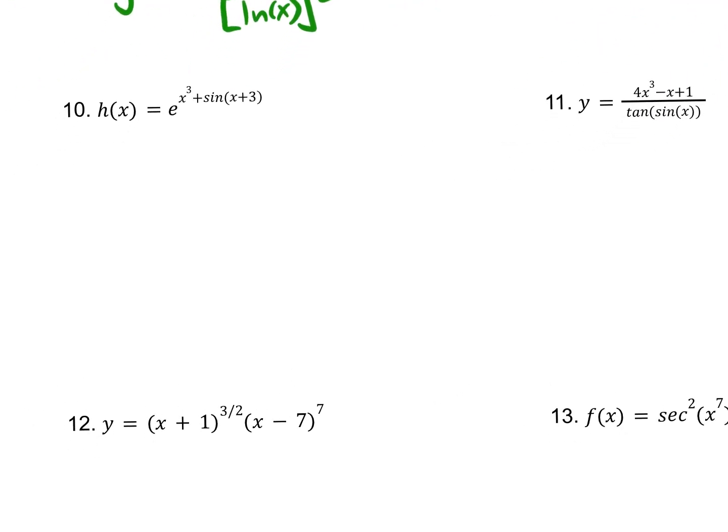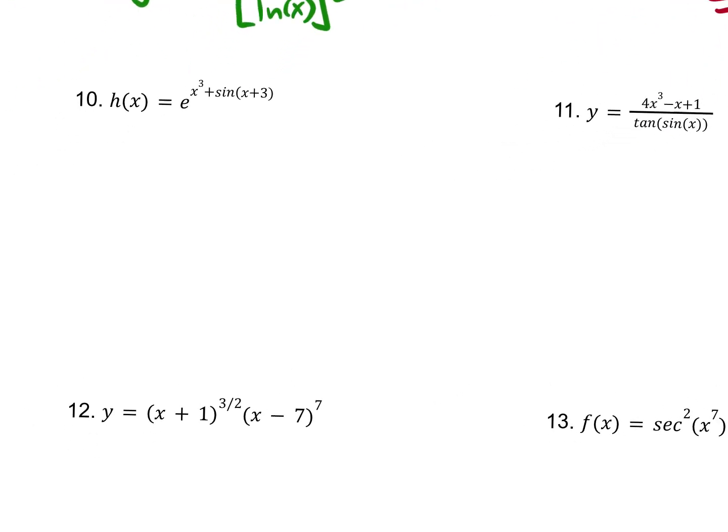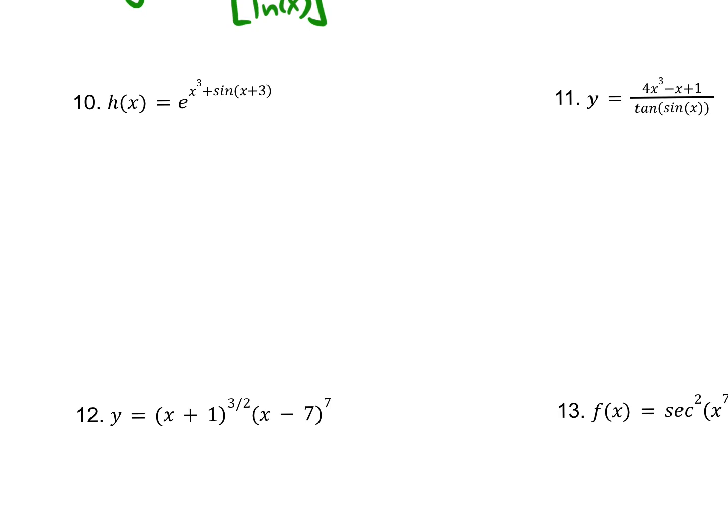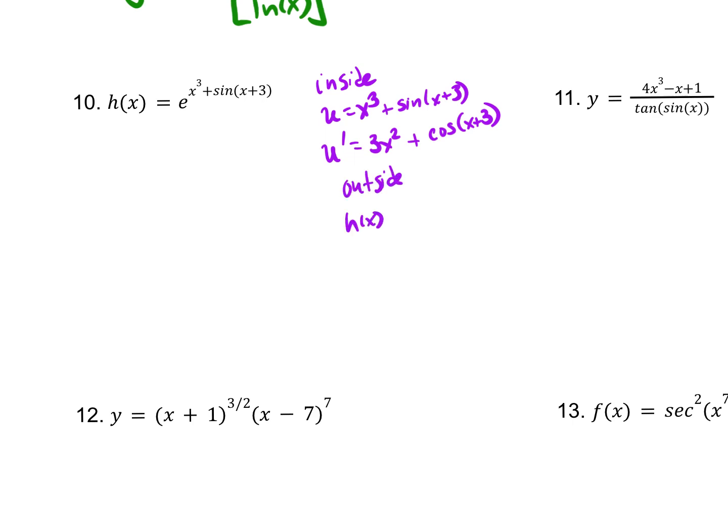All right, so 10, again, not really a quotient, not really a product. So again, one of those chain rule kind of problems. So the inside in this case is going to be x cubed plus sine of x plus 3, which in itself, sine does have an inside, but it's just x plus 3, which has a derivative of 1, so not a big deal. So u prime is 3x squared plus the derivative of sine, which is cosine, so cosine of x plus 3. And then our outside function is simply going to be h of x equal e to the u.